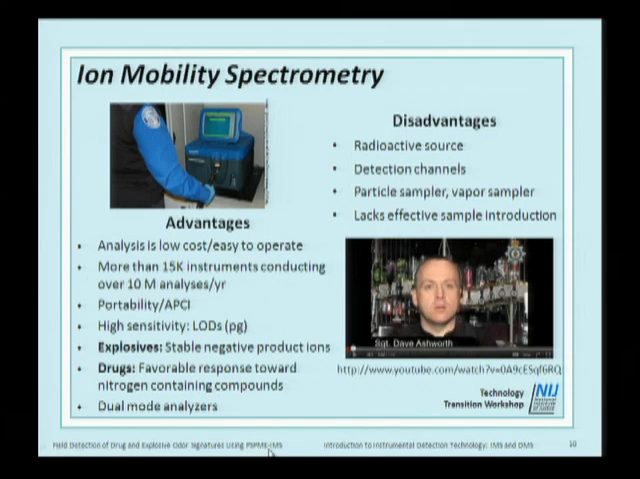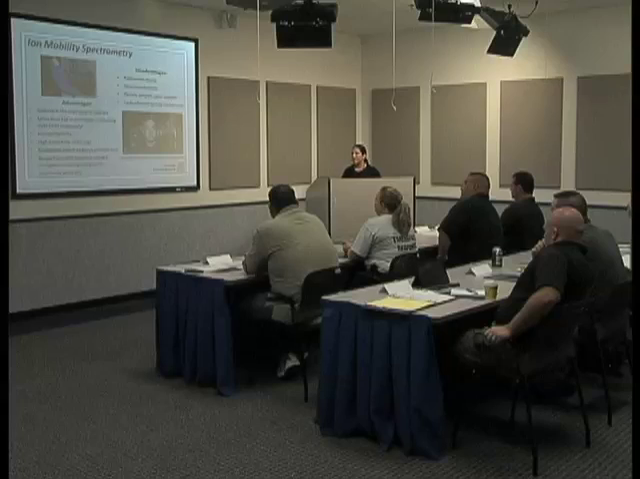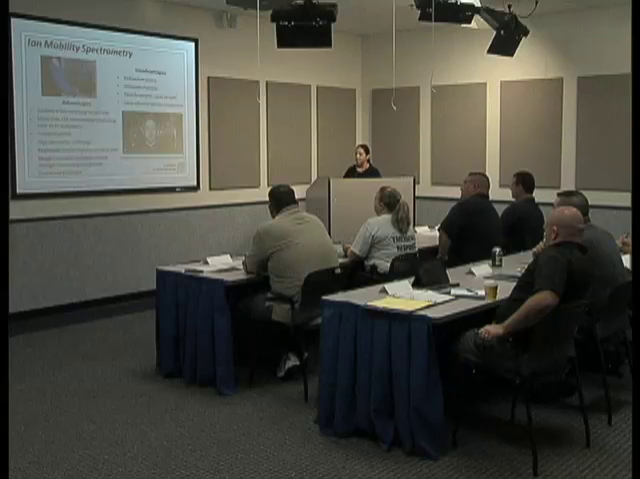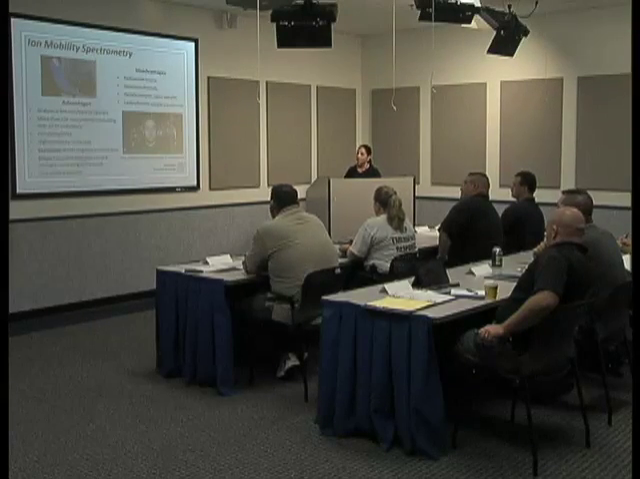Ion mobility spectrometry is used very much in the airport scenario. More than 15,000 instruments conduct over 10 million analyses per year. Much of this is due to the fact that the analysis is low cost, and the instruments are very easy to operate, which we will see soon. It's very portable. It can actually be made into handheld instruments that weigh less than 10 pounds. This is because the processes within the ion mobility spectrometer are atmospheric pressure chemical ionization. That simply means that we don't need high vacuum systems or high purity gases. So it makes it very portable.